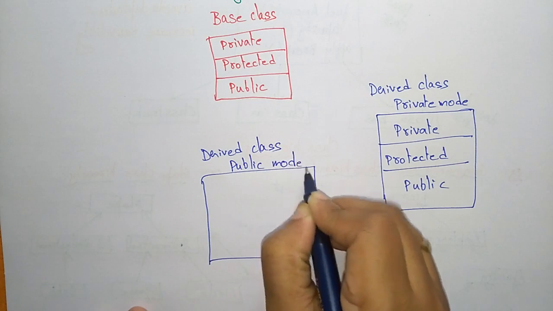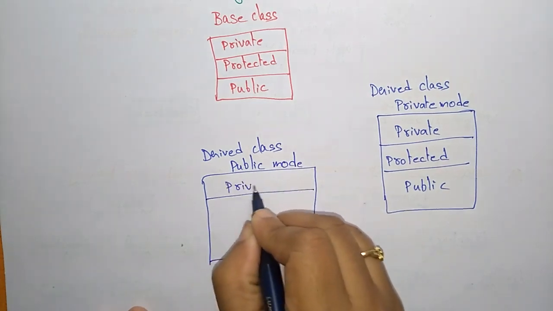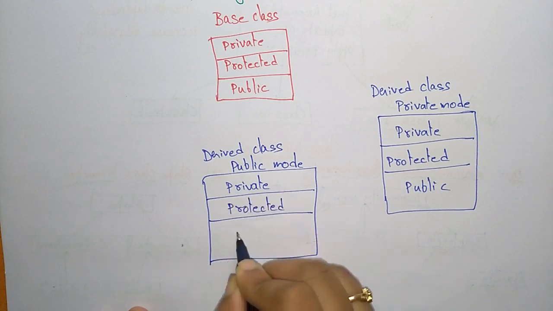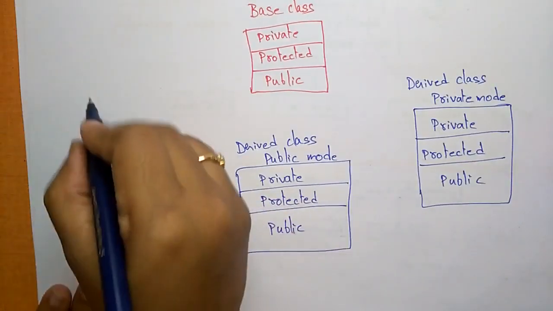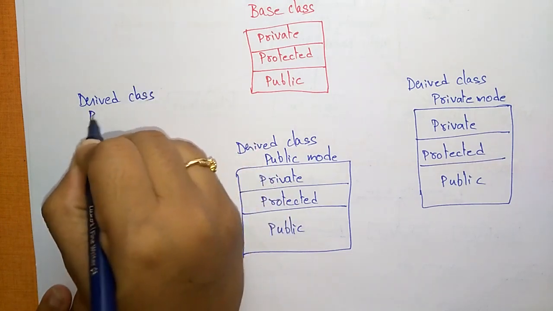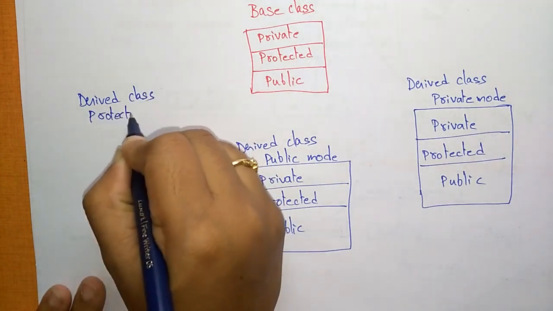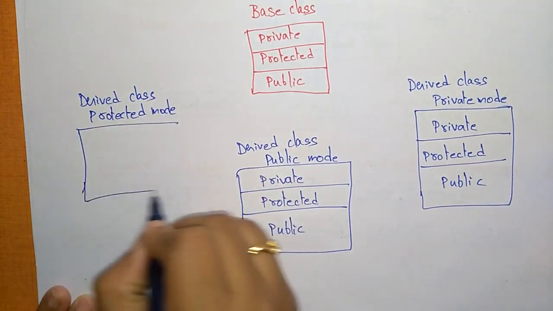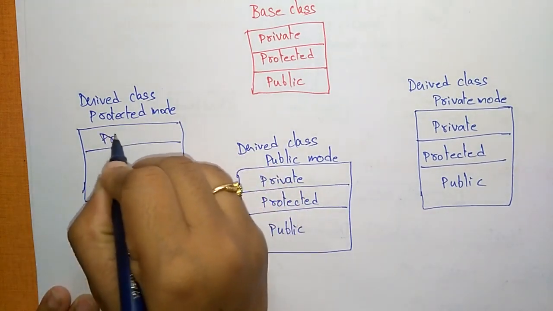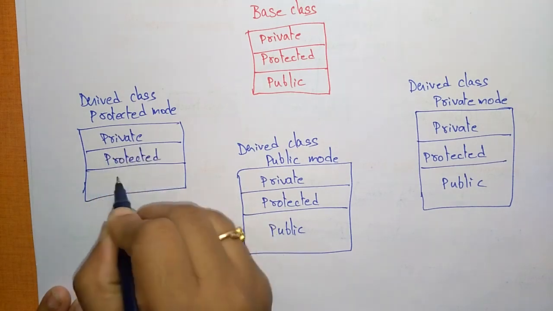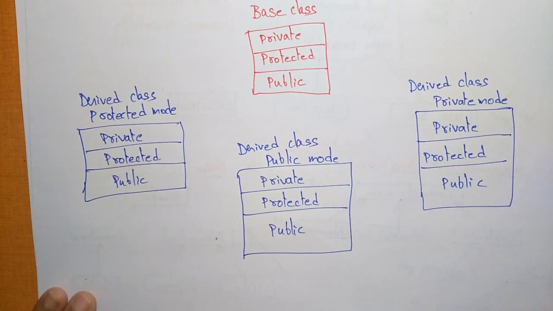Public mode. So here also I declared some variables as private, protected and public. Okay, so now take another derived class which is in protected mode. So there I declared some variables as private, protected and public.